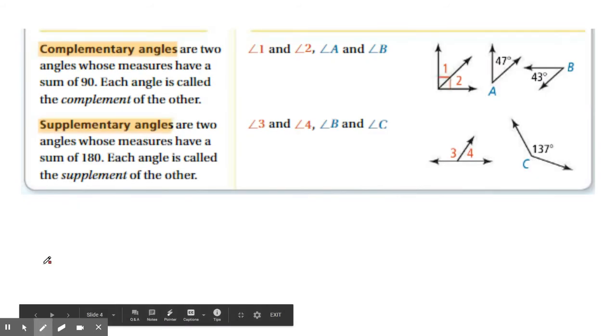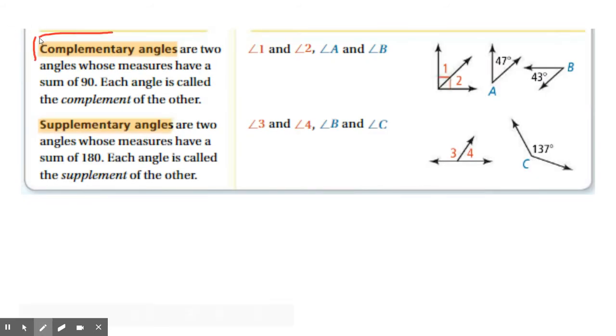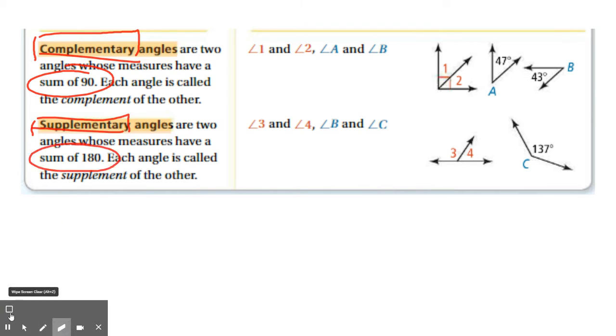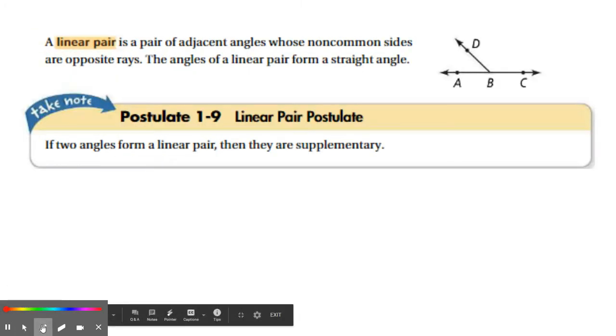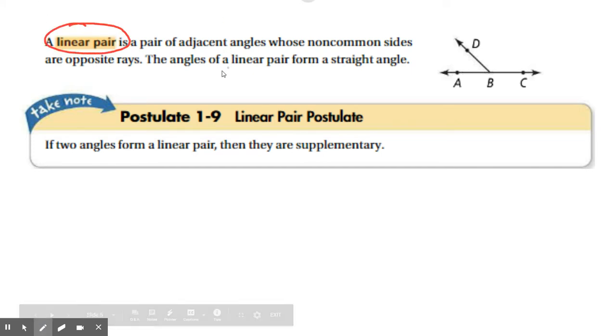Types of angle pairs, complementary. When you see complementary angles, you should think sum of 90. When you think of supplementary angles, you should think of sum of 180. A linear pair is a special type of supplementary angles. They are two angles that form a straight line, or a straight angle in this case.